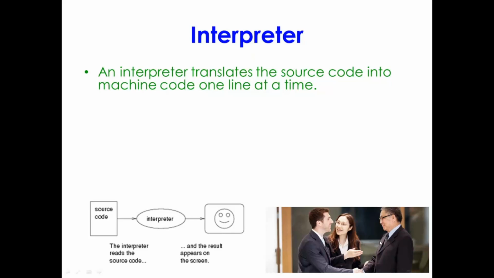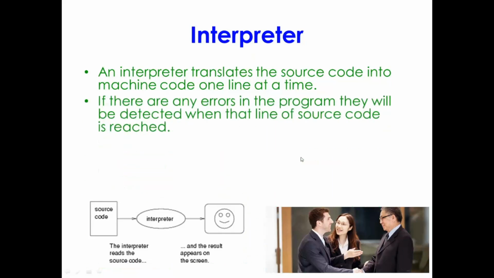But if the interpreter translates one sentence, and then takes another sentence, it's like an interpreter. Interpreter translates the source code into machine code, one line at a time. If there are errors, then the interpreter will not translate the next line. So first you need to remove the errors.